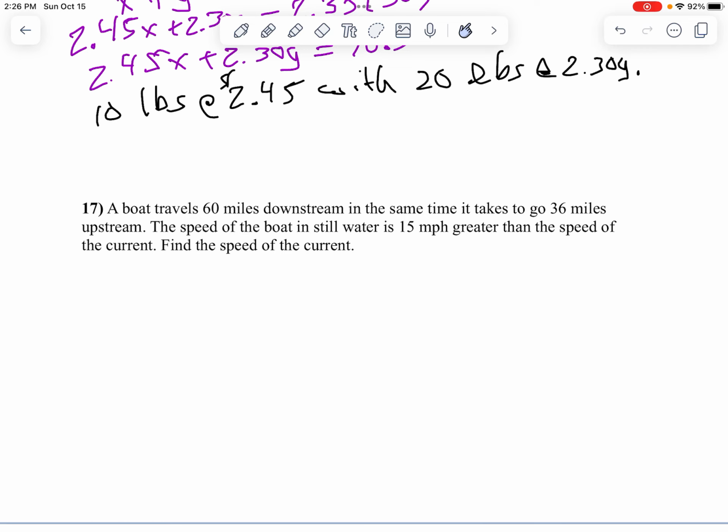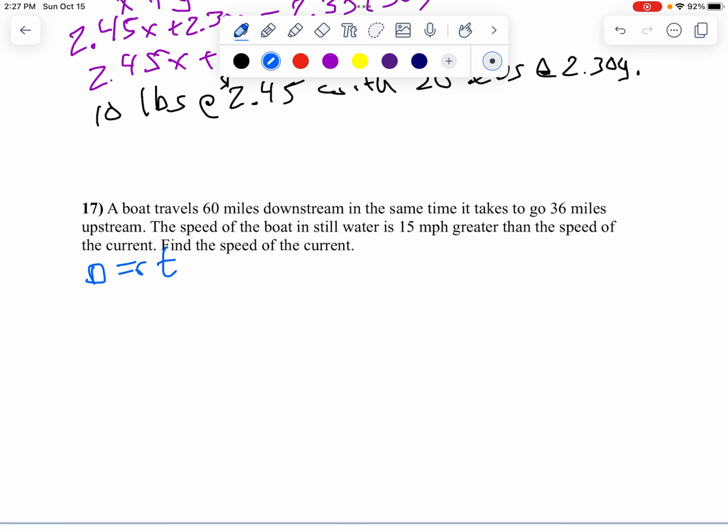Okay, number 17. I want to find the speed of the boat. We're told the speed of the boat in still water is 15 miles greater than the speed of the current. So we take a look here. I know distance equals rate times time. That's the formula I'm going to use. I'm going with the upstream and downstream. And it says the speed of the boat in still water, let's call that S, well, that's 15 miles greater than the current. Okay, 15 plus C, that makes sense.